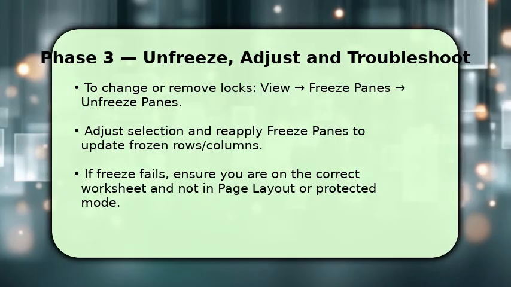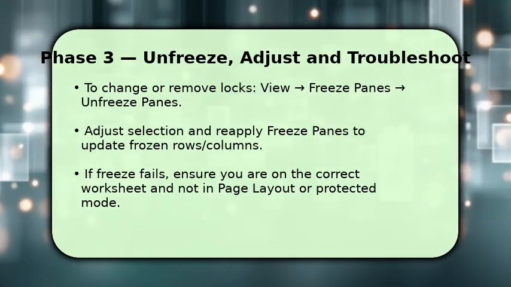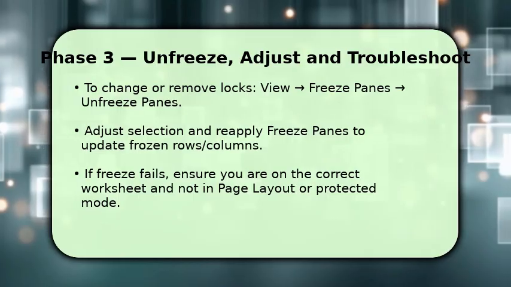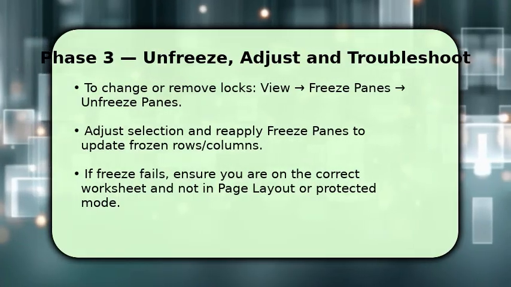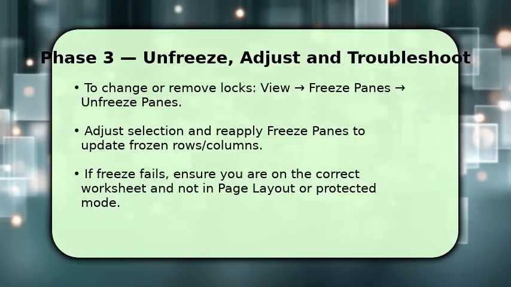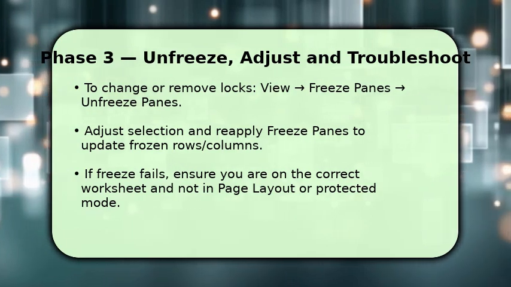Finish by verifying your frozen view. If you need to change it, open View and choose Unfreeze Panes, then select a new cell and reapply Freeze Panes. Once done, scroll to confirm the exact rows and columns stay visible.